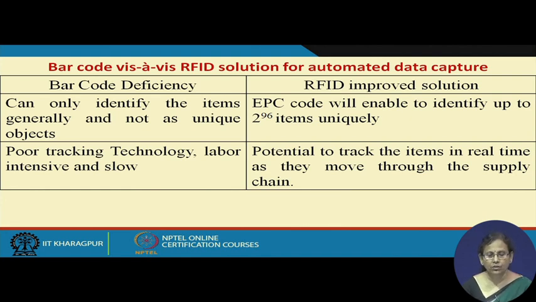Now, poor tracking technology and labor intensiveness are two more reasons for the barcode's deficiency. Whereas in the case of RFID, the item can potentially be tracked through the supply chain in an automated manner. It has the potential to track. Whereas in the case of barcode, every time it goes from one supply chain member to the other, it has to be scanned once again and stored.